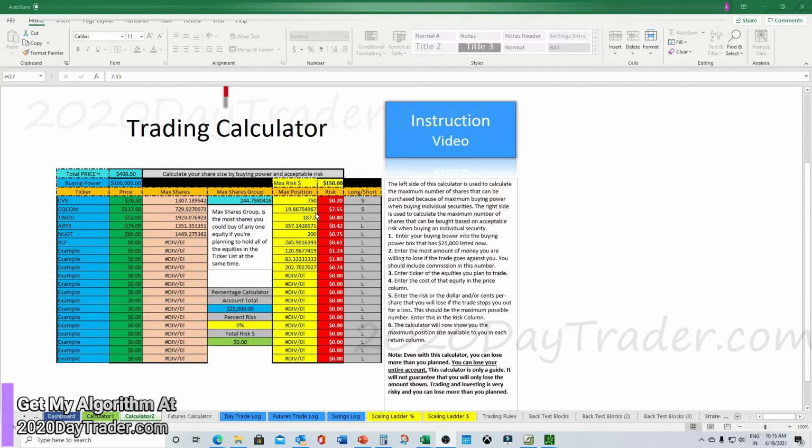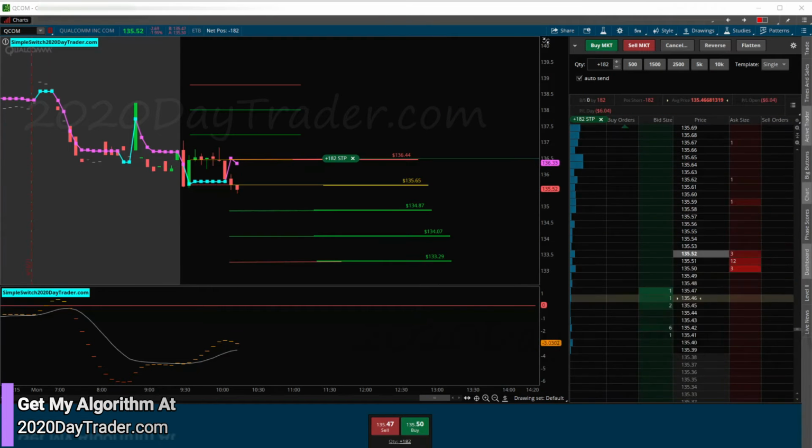Roughly, I can afford $729, and our risk right now is 82 cents. So 182 shares for risking $150 risk reward. So we're going to go up here to one.